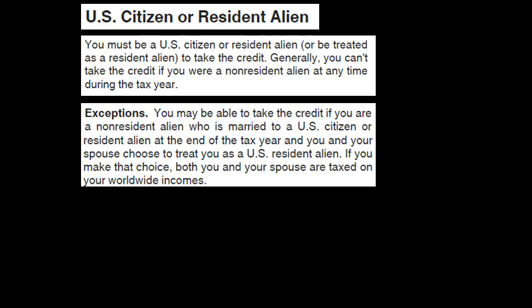Exceptions. You may be able to take the credit if you are a non-resident alien who is married to a U.S. citizen or resident alien at the end of the tax year and you and your spouse choose to treat you as a U.S. resident alien. If you make that choice, both you and your spouse are taxed on your worldwide incomes. So in that scenario, what they're saying here, and this is my paraphrasing, is that if you choose to have your income taxed in the U.S., then it's possible that you might have an exception.